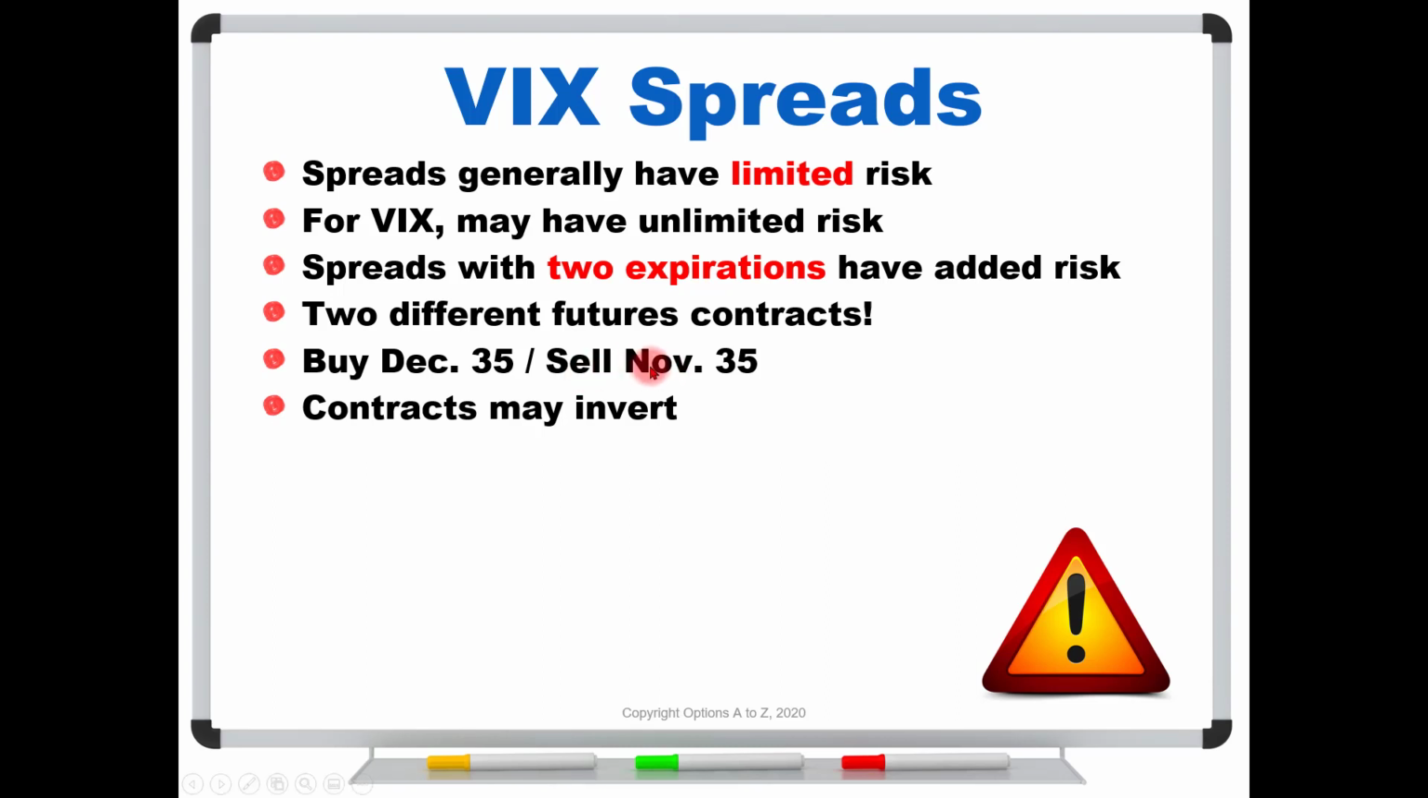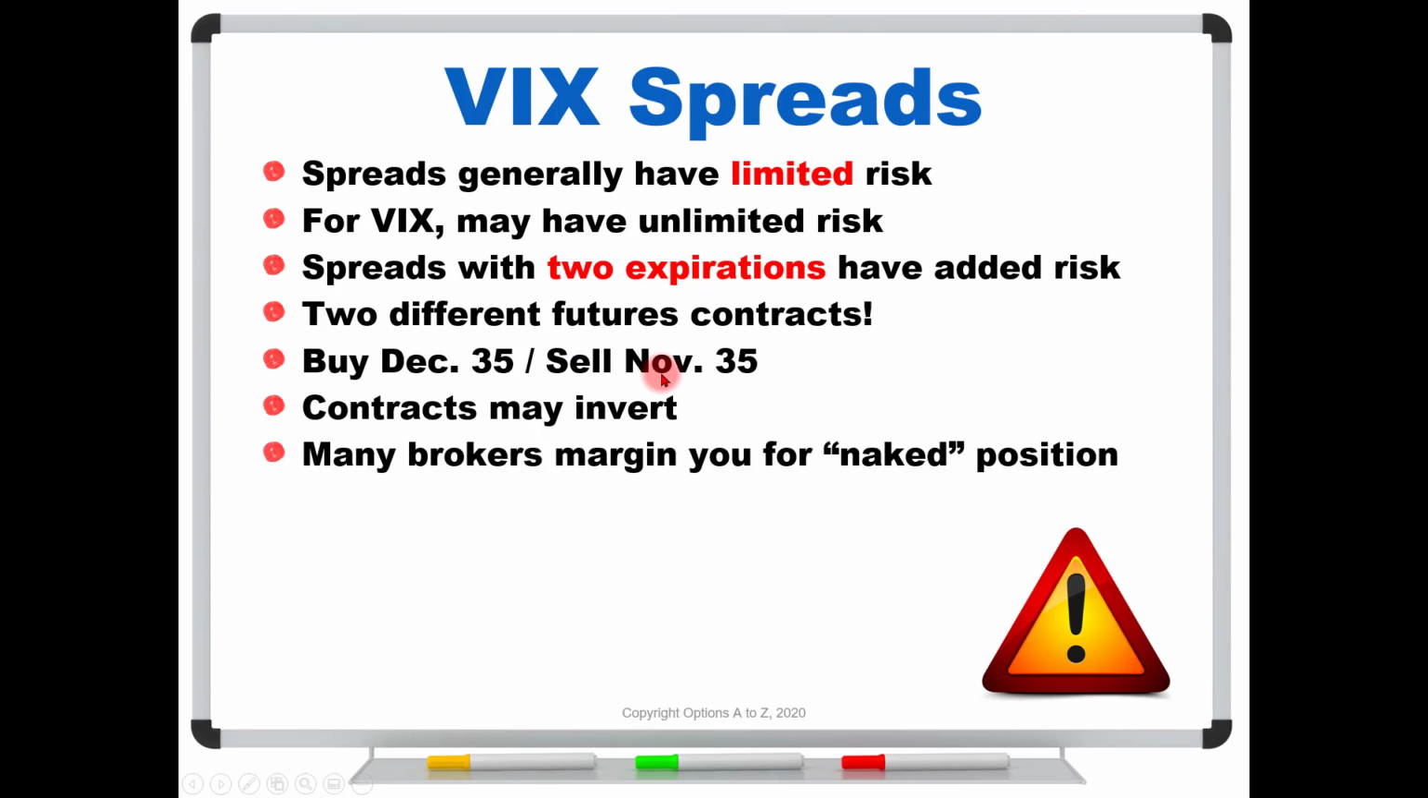And because of this potential risk, the fact that you really have two different sets of supply and demand, many brokers will margin you for a naked position. Kind of interesting, even though you're saying, wait a minute, options have limited risk, and a spread limits it even more. Why are you margining me for a naked position? Why? Because you are dealing with VIX options and you have two different expirations.